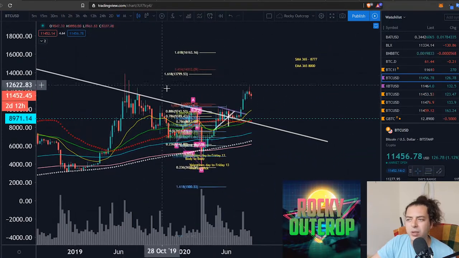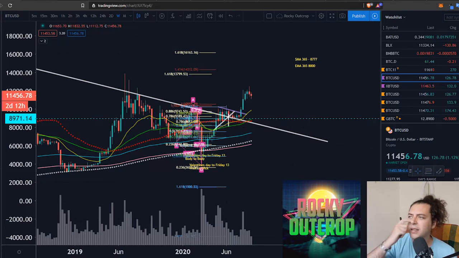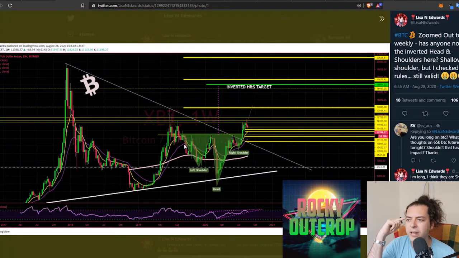Well, okay, so we have downward. Wait, where is she saying this? Let's get this picture up here. So we have an inverted head and shoulders here, following in from an uptrend.